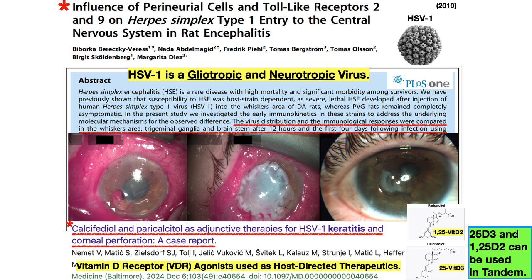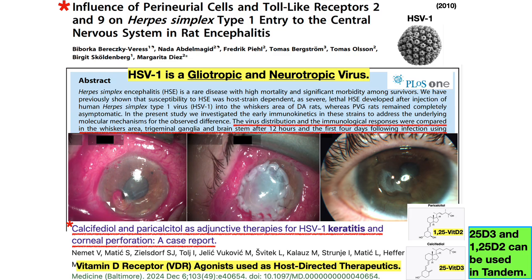And I would also like to draw your attention to this paper from 2010, showing that HSV-1 is not only a neurotropic virus, it is also a gliotropic virus that is capable of infecting perineurial cells of the perineurium, in this case, the trigeminal nerve.